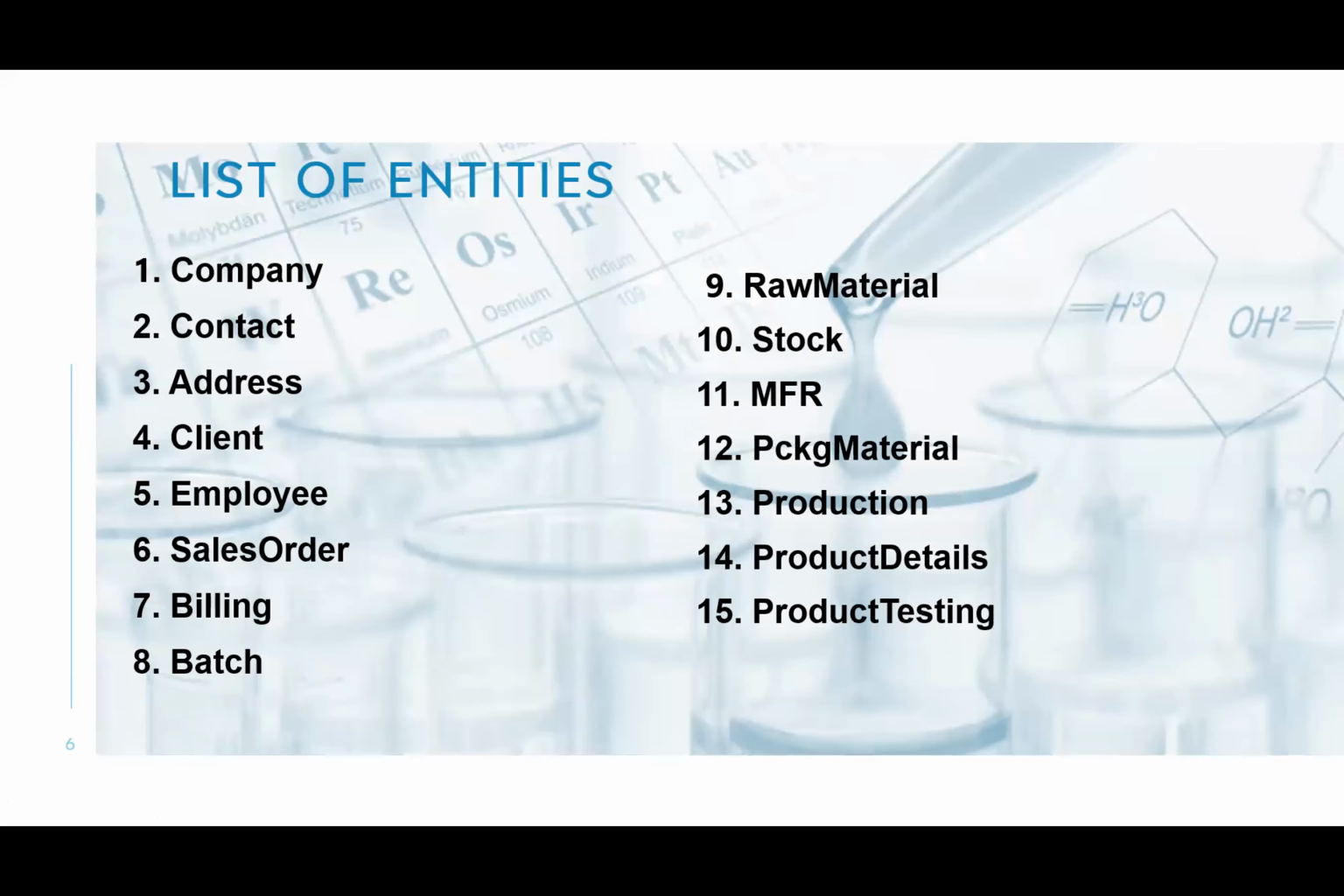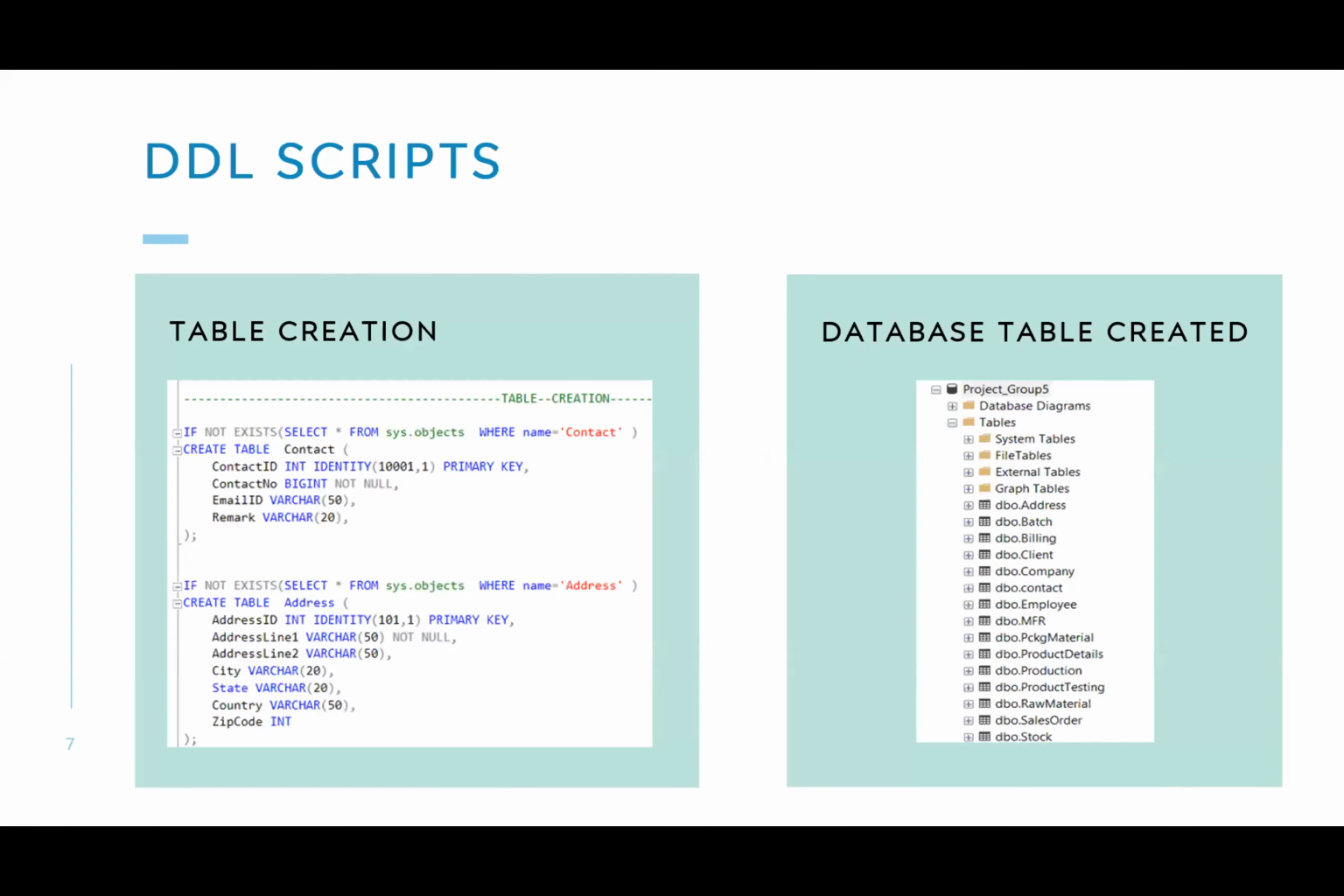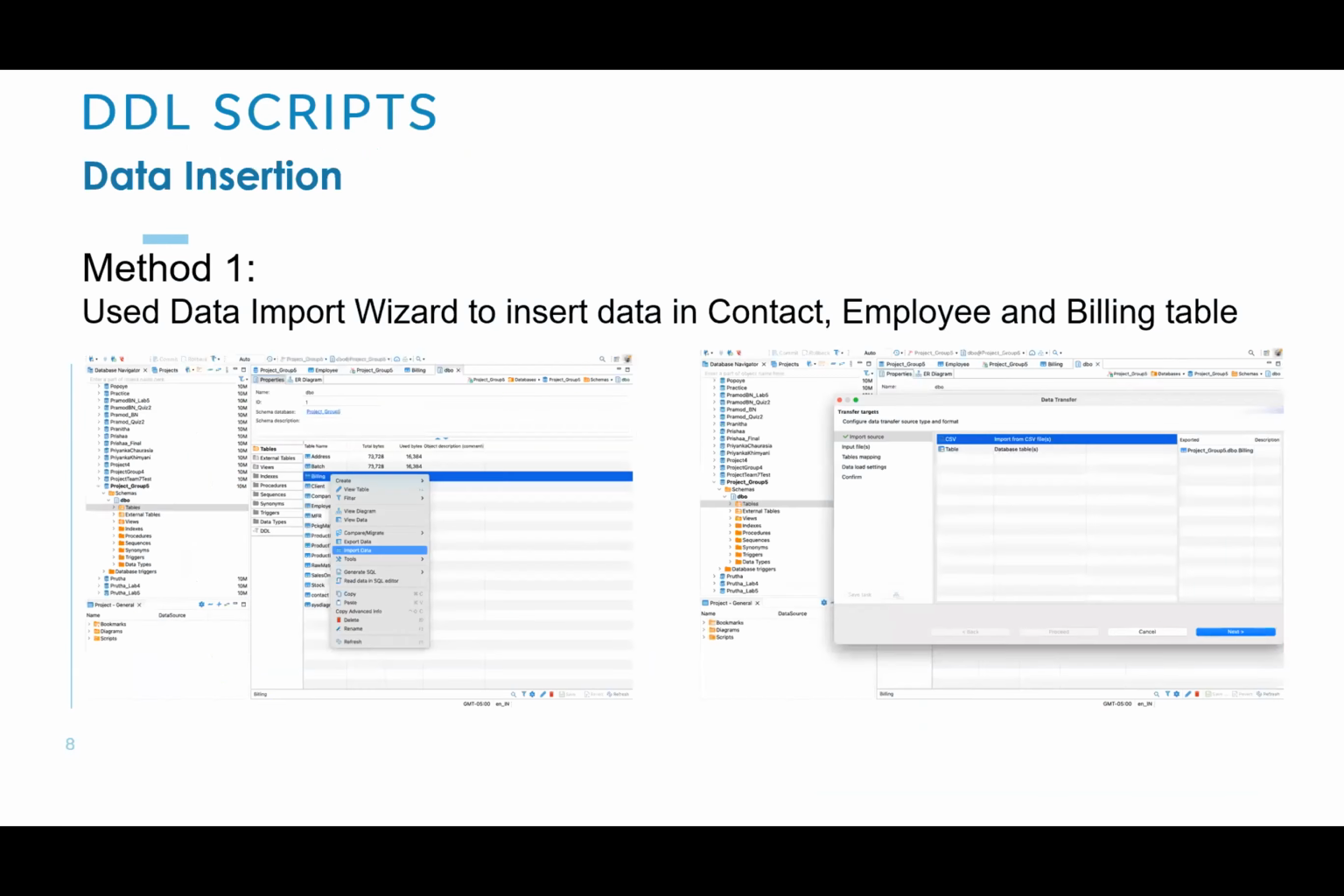So these are the list of 15 entities, such as company, contact, address, client, employee, and so on. Next slide. For the table creation, we have created 15 tables based on the entities in our database, which is named Project Group 5. We have used the create table query to create all these tables. Prisha will be continuing next.